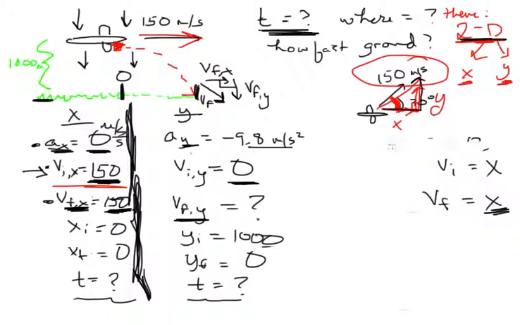I'm going to erase this trick. All right, so let's change colors to decrease boredom. So let's figure out the time using the y side. So how can I do that? How do I get time?